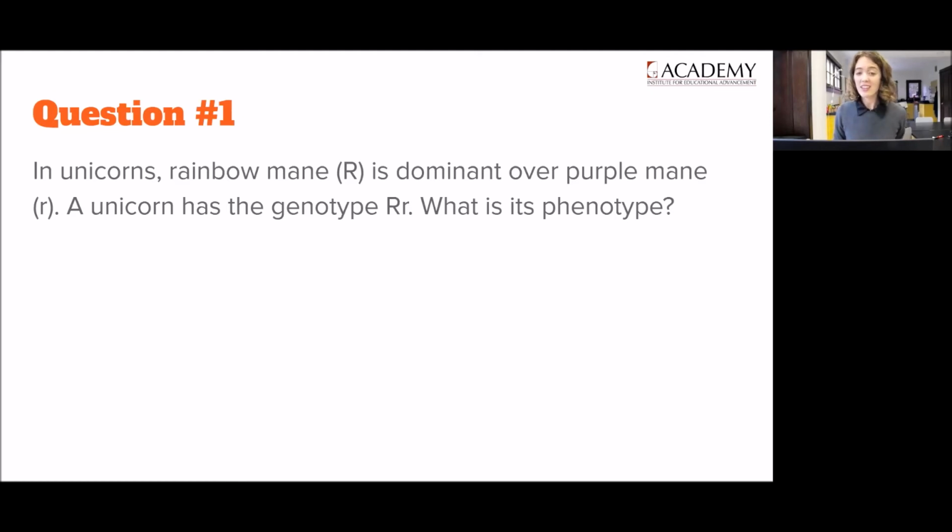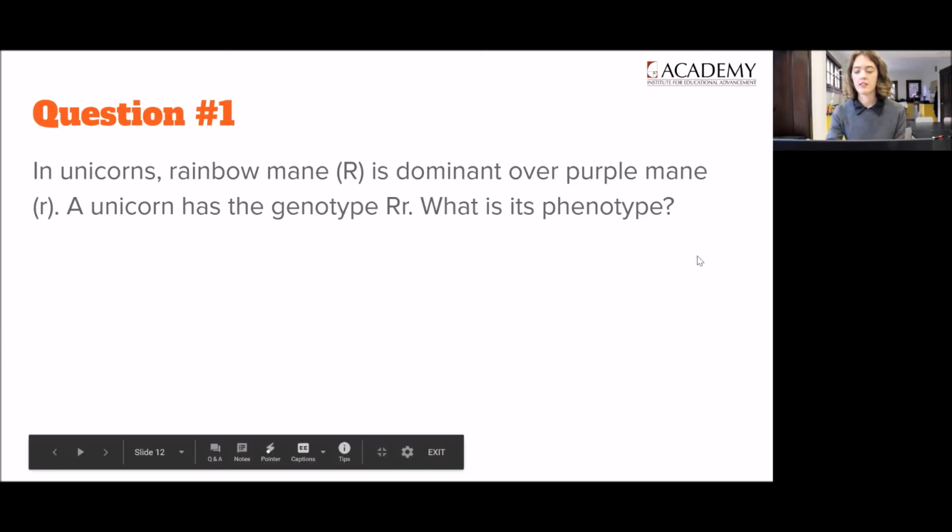And let's assume that in unicorns, rainbow mane, capital R, is dominant over purple mane, lowercase r. Let's say a unicorn has the genotype, capital R, lowercase r. What is its phenotype? So its genotype is heterozygous, big R, little r. We know that rainbow mane is dominant, purple mane is recessive. What is its phenotype? What trait does it have? Does it have rainbow mane or purple mane? You can think about that for a second.